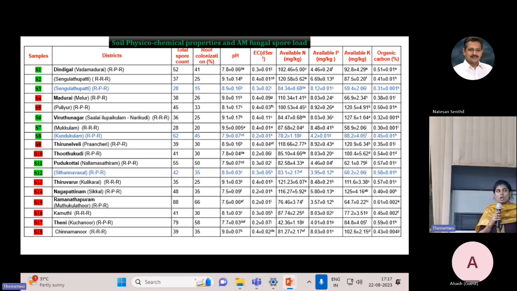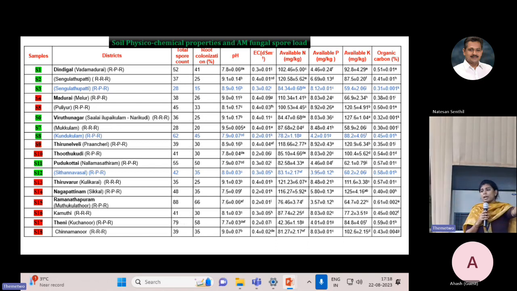In that particular soil, the organic carbon was found to be low, but it shows a larger amount of AM fungal spores. Why? Because normally, based on simple correlation analysis, AM fungal spores were positively correlated with organic carbon, which means soil with a low amount of organic carbon will have a low spore count. The soil which has a high amount of organic carbon will have a high spore load and root colonization.